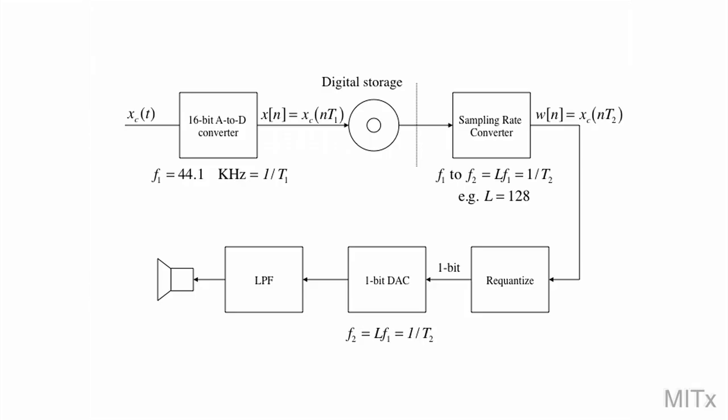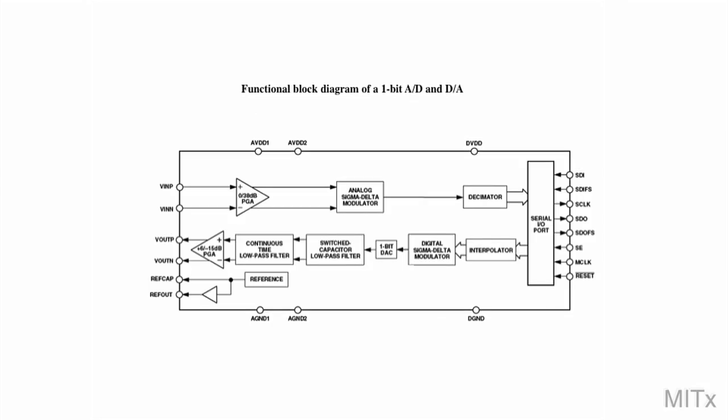But if you look at most modern A to D and D to A converters now, they tend to utilize bit streams or one-bit quantization. And what lets you get away with that is incorporating a very high degree of oversampling. So this is a fairly generic block diagram. It's actually a block diagram for a particular chip that was manufactured by Analog Devices. But I just want to draw your attention to a couple of blocks here.